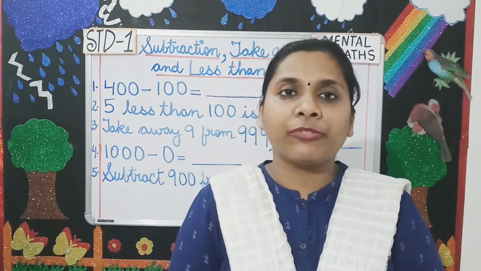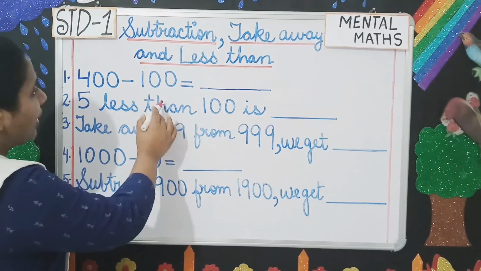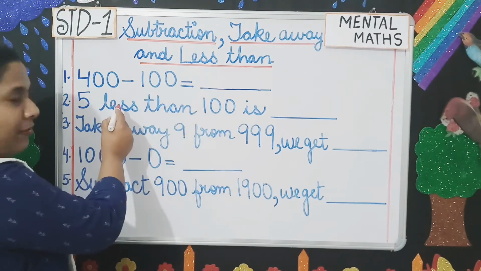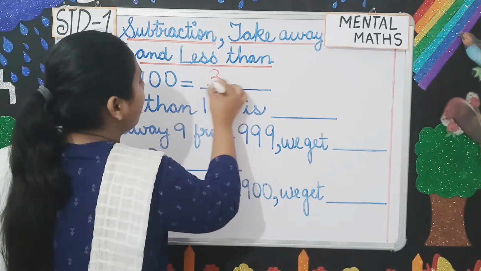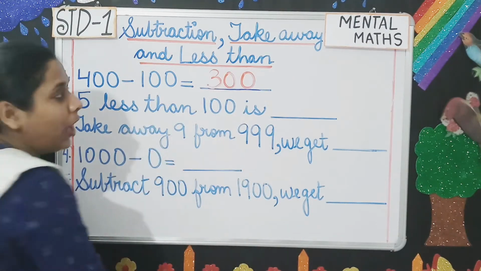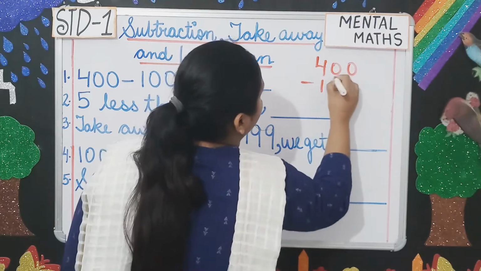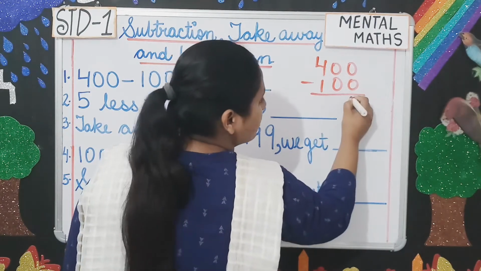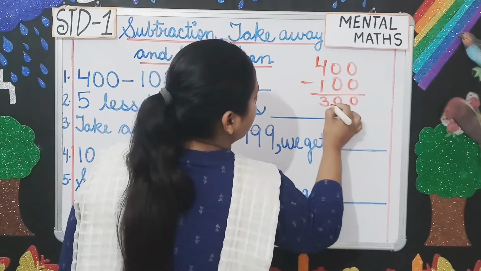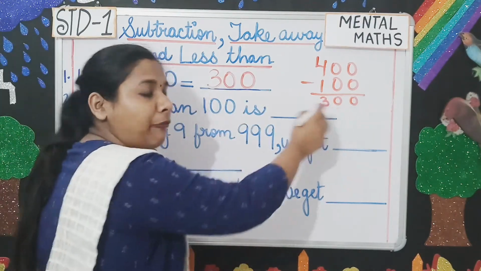Let us see some of the questions. Number 1. 400 minus 100 equal to dash. You have to subtract 100 from 400, which will be 300. Students, if you will have problem doing this way, you can write it like this also in your rough and then you can do the subtraction. 0 minus 0, 0. Again 0 minus 0, 0. 4 minus 1, 3. So it will be 300. This way also you can do it in your rough.